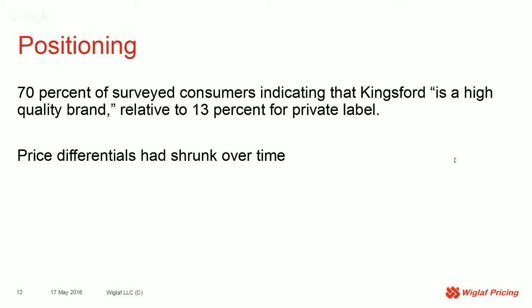And over the course of time, price differentials had shrunk. The private label had raised their prices, and Kingsford hadn't. So the price differentials had shrunk, the market's soft, and you have to sell because you're not hitting your targets. You're not hitting your revenue targets. So what do you do in this position?